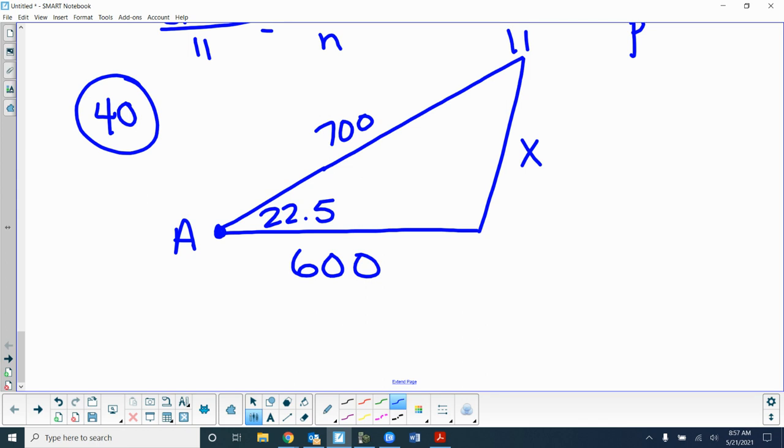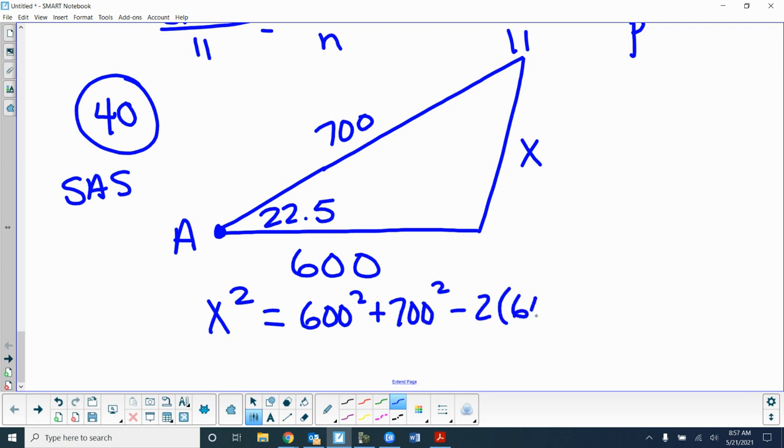So this is a side-angle-side situation because the angle's between the two sides. Is that law of sines or cosines? Cosine, right? So this is law of cosines. So x squared equals 600 squared plus 700 squared minus 2 times 600 times 700 times the cosine of the angle. Some of you on our last quiz mixed up the degree measure and side lengths. So remember, these numbers are for the side lengths. We're taking cosine of the angle.